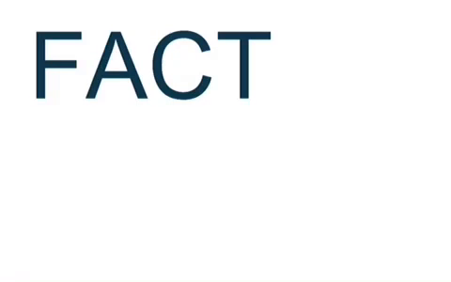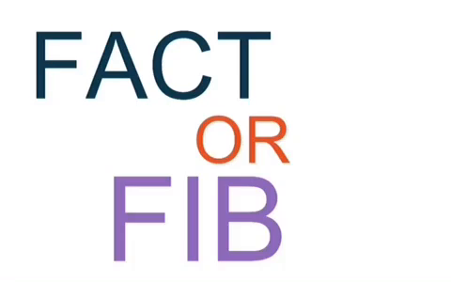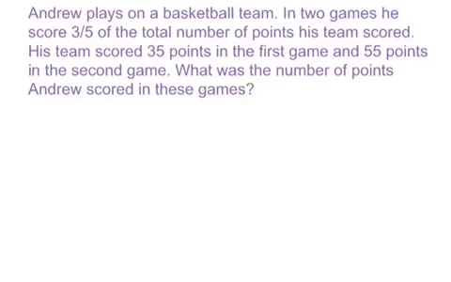Multiplying fractions and mixed numbers, fact or fib. So we've got this word problem. Andrew plays on a basketball team. In 2 games, he scored 3/5 of the total number of points his team scored. His team scored 35 points in the first game and 55 points in the second game. What was the total number of points Andrew scored in these games?